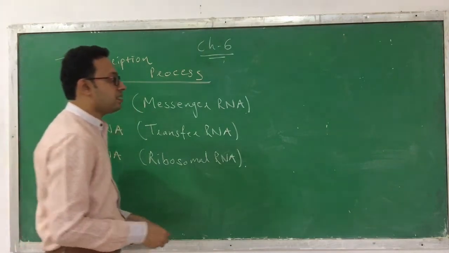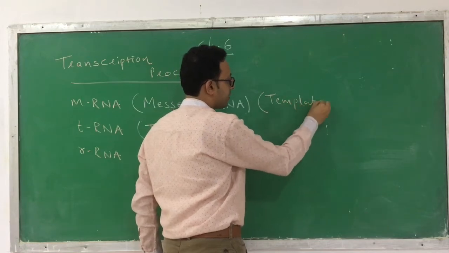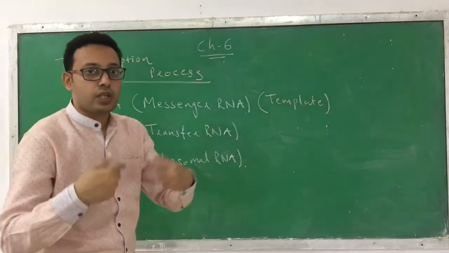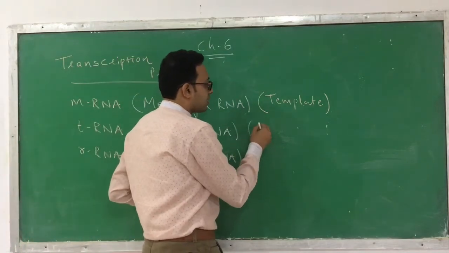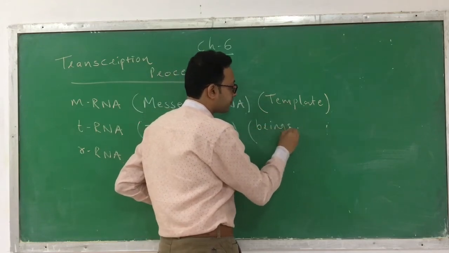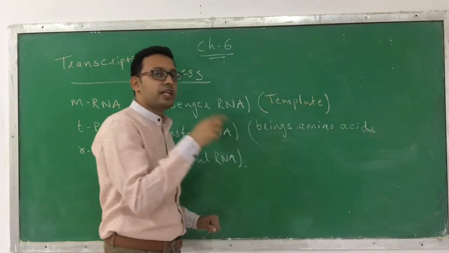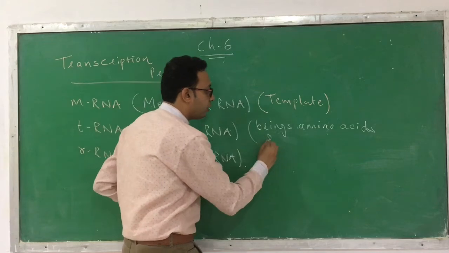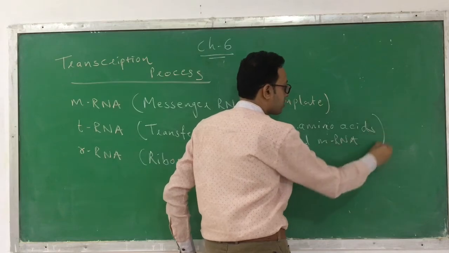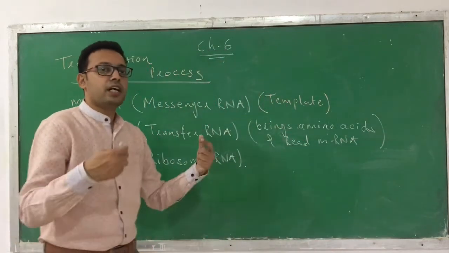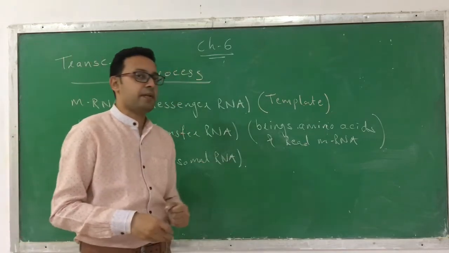What is the function of the messenger RNA? The messenger RNA serves as a template. It provides the coding for the next process called translation. The transfer RNA, or tRNA, brings or transfers amino acids based on the sequence that is present on the mRNA. It also reads the mRNA base sequences.